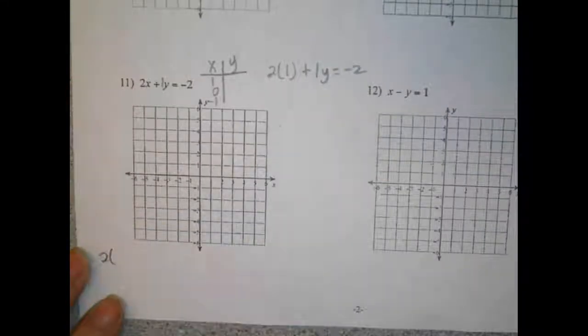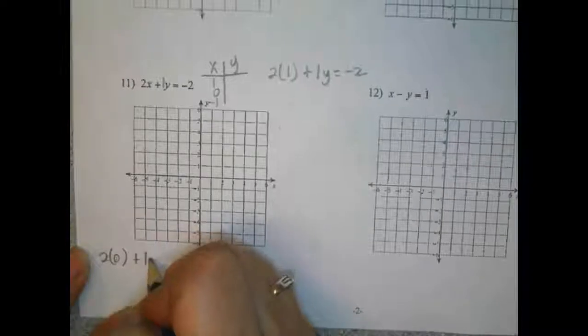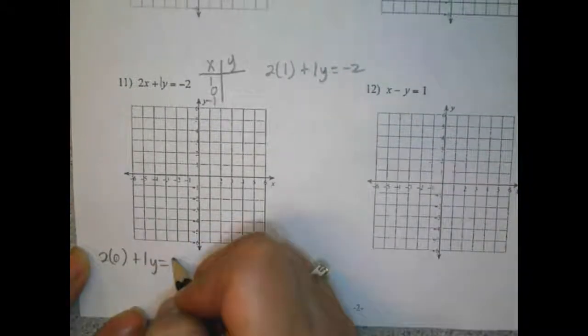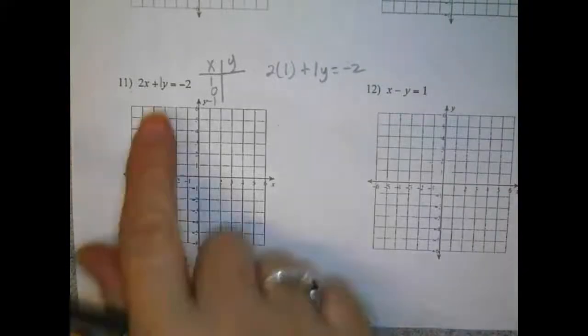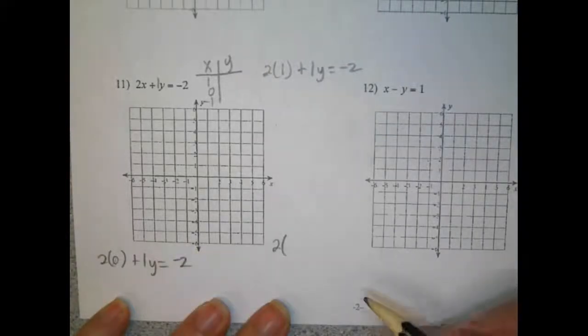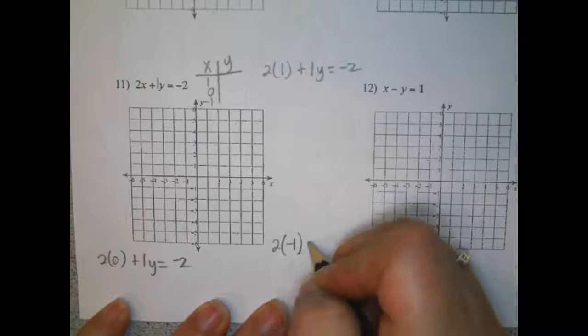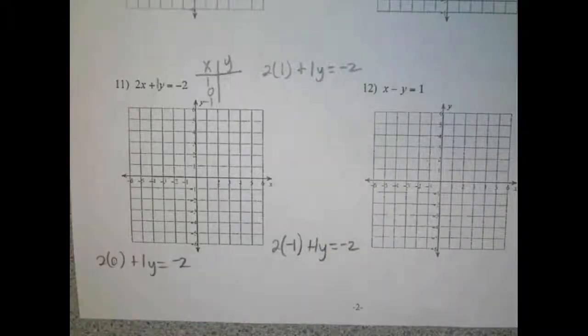2 times what? Plus equals, beautiful. That's my second equation. What's my third equation? 2 times negative 1 plus 1y equals negative 2. So now I have 3 equations. Let's go ahead and take some time to solve for y and see if we can get it done correctly.